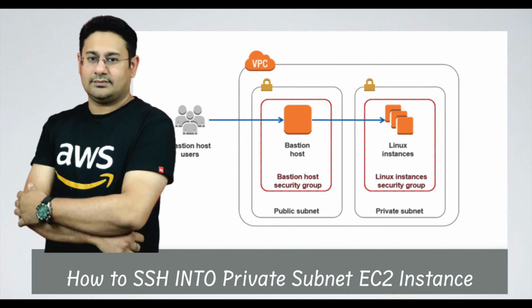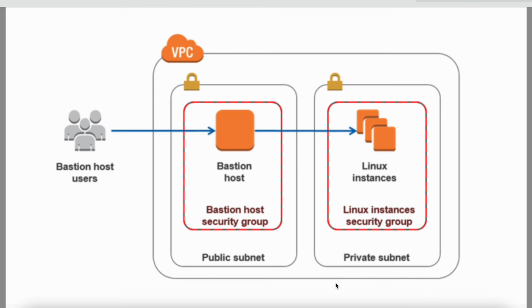So in today's video we are going to learn how to connect to an instance or EC2 machine which is running in the private subnet. When I say running in the private subnet, that means that machine we are not able to connect from the internet. How to connect to that machine, that is something we are going to learn in this.